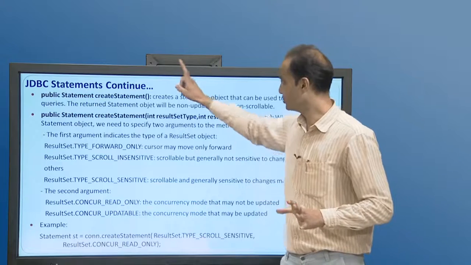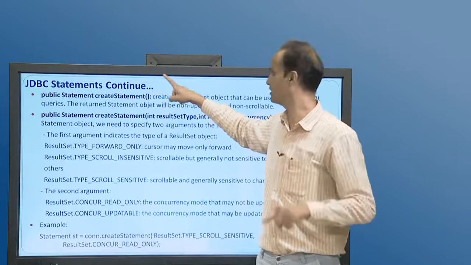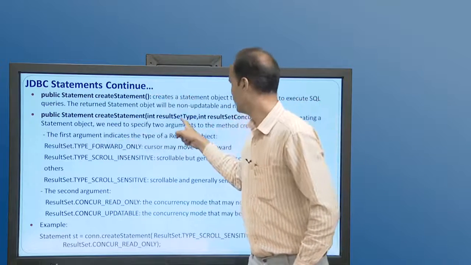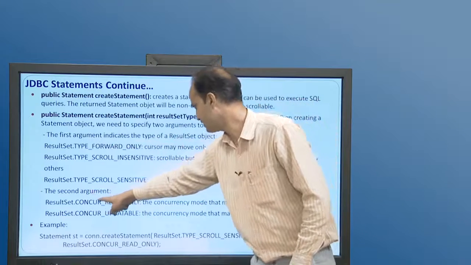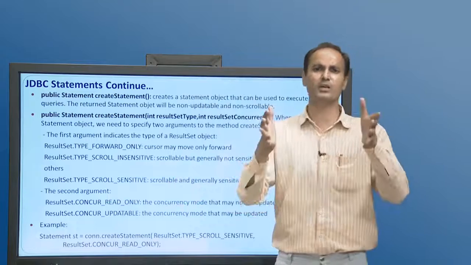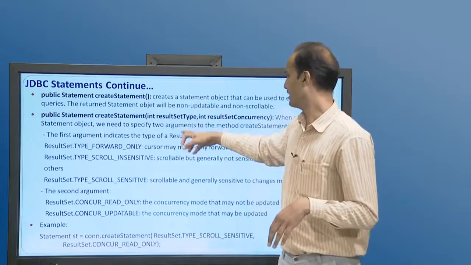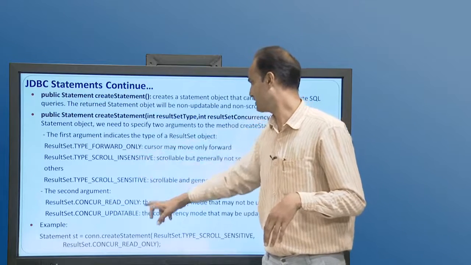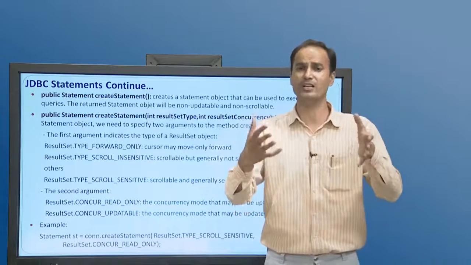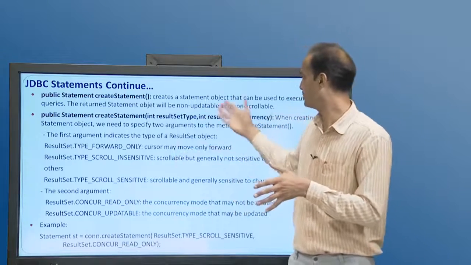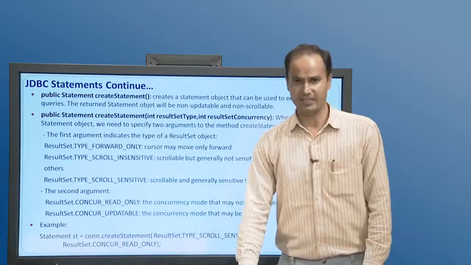If you are using this method without arguments, the default arguments will be passed. What would the default be? For the first argument, ResultSet.TYPE_FORWARD_ONLY, and for the second one, ResultSet.CONCUR_READ_ONLY. This is the default argument to the create statement method. And if you are using a second argument, either insensitive or sensitive, you have to pass ResultSet.CONCUR_UPDATABLE. So, if you want a scrollable result set, you need to be aware of these two constants that we pass into the create statement method of the statement interface.